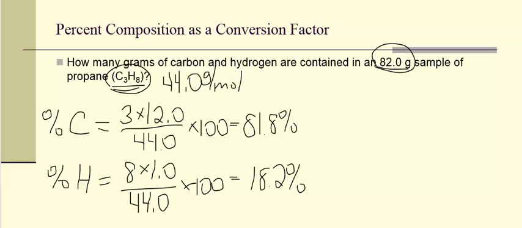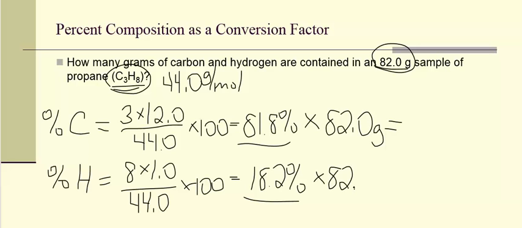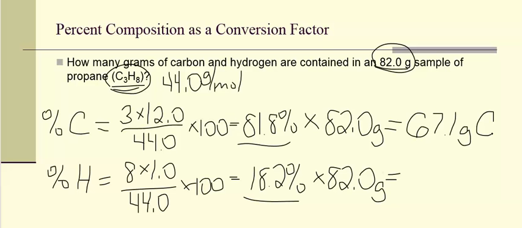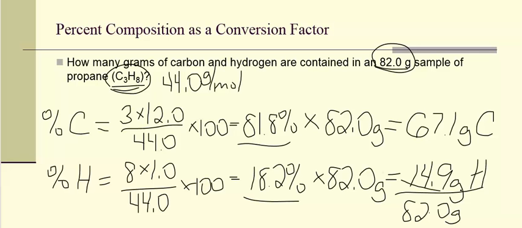We have an 82 gram sample of the compound. And the compound is always 81.8% carbon and 18.2% hydrogen. So simply take the mass that I have, 82 grams, and multiply by those percentages. When you multiply by a percentage, change it into a decimal. So 0.818 and 0.182. So that'd give me 67.1 grams of carbon and 14.9 grams of hydrogen. Add those together, you get your total mass of 82. But these are the numbers that I'm looking for.